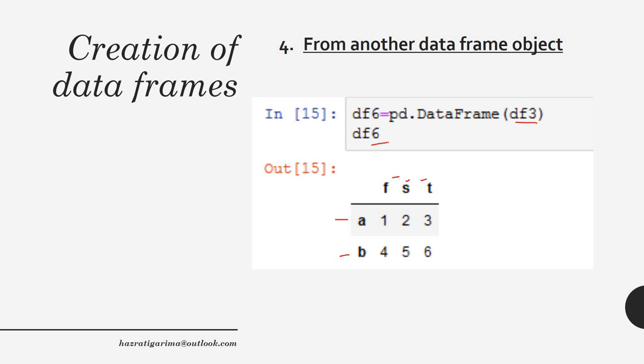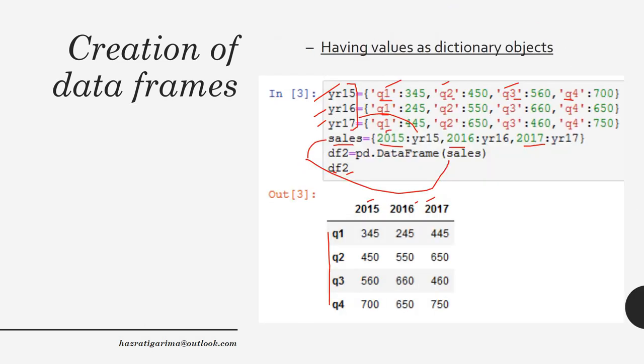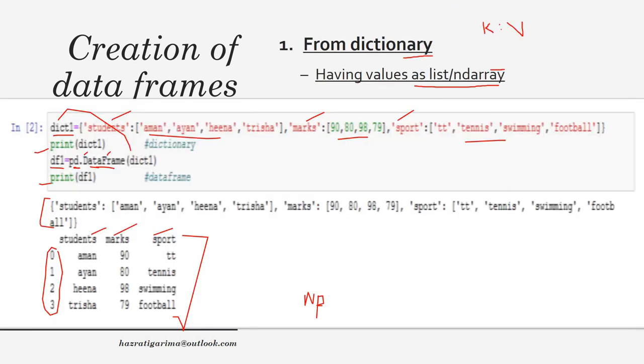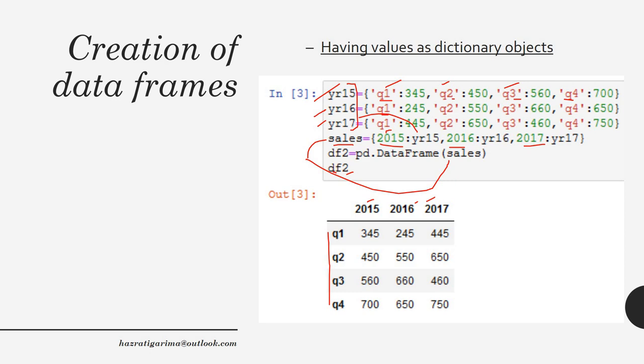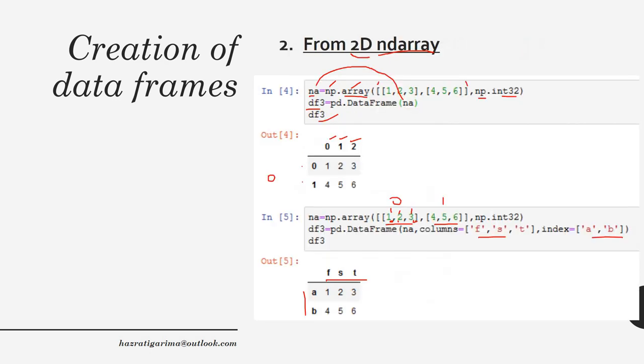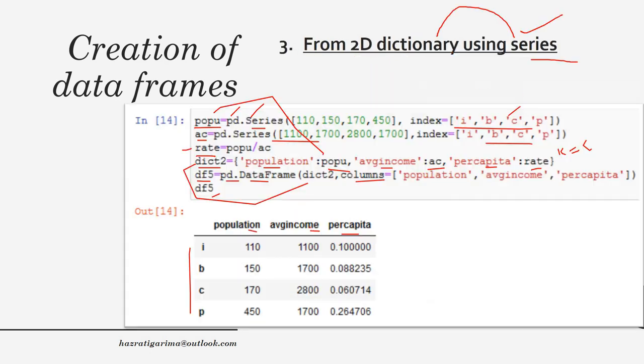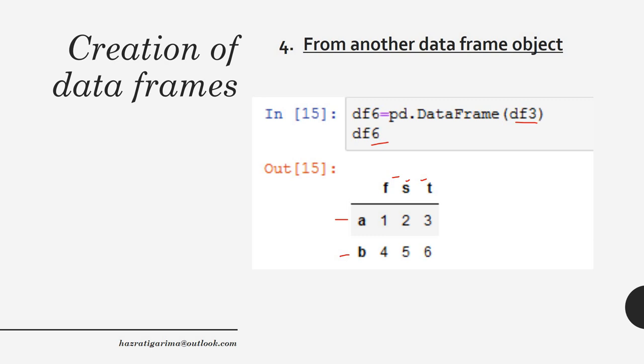So children, till now we have learned about the 4 methods. One is from a dictionary, which is having values as lists or ndarrays, or values as dictionary objects. The second method is from a 2D ndarray. Next one is from a 2D dictionary using series, and the other one is from a data frame object. There is also one more method, which is a CSV file, comma separated values, which I will describe to you later on. So till now you have to focus on these 4 methods.